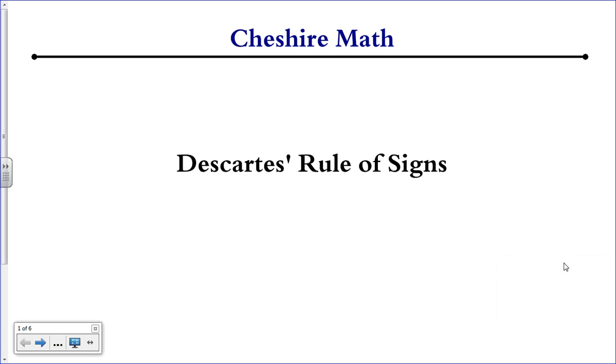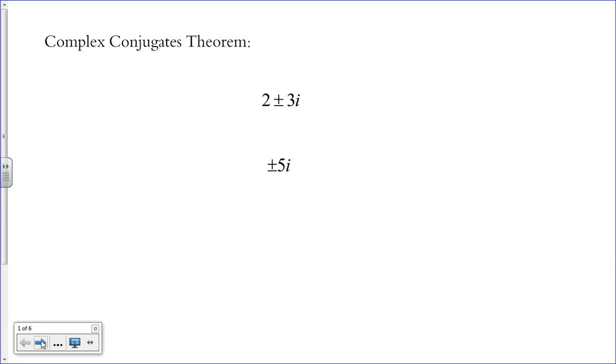This video is about Descartes' Rule of Signs. Before we talk about that rule, let's review the complex conjugates theorem, which says that when you get a complex answer, or an answer that includes a real and an imaginary part, it always comes with a positive and a negative version. So complex numbers always travel in pairs.